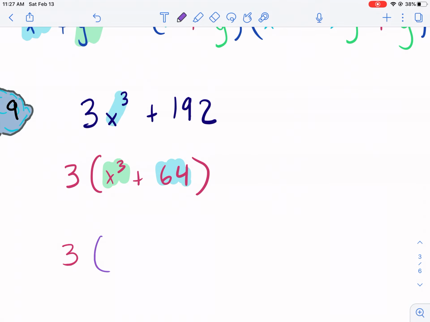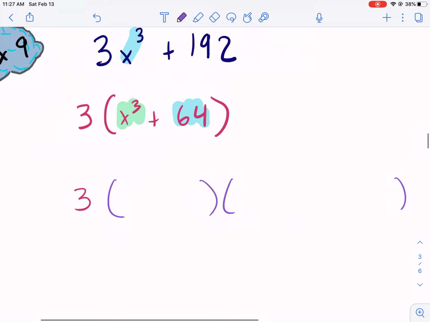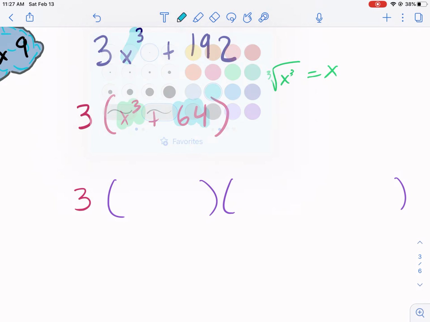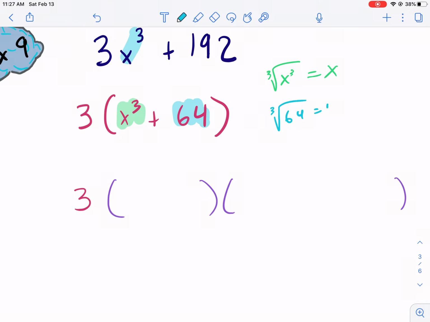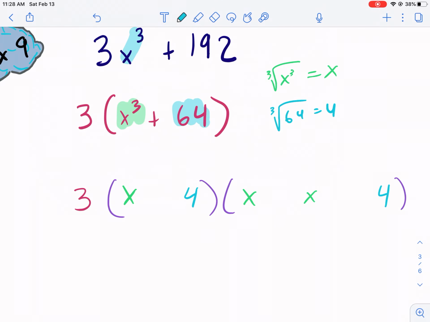So guess what? We can leave the 3 out in front. And then we're going to put our parentheses because we're ready to roll with sum of cubes. Okay? So what are we going to put? Well, I already said we're going to take the cube root of x cubed first, and we get x. We're going to take the cube root of 64, and we're going to get 4. Okay, so anywhere we're going to put the first term root, we're going to put x, x, x. Then we're going to put 4, 4, 4. Don't forget to square this term, and then it's sum.